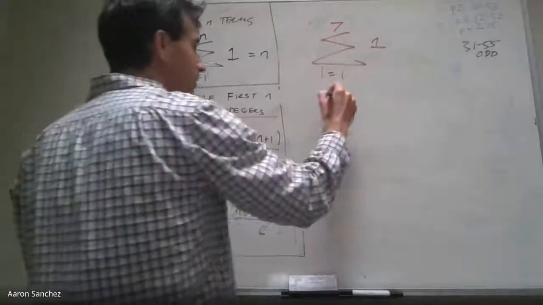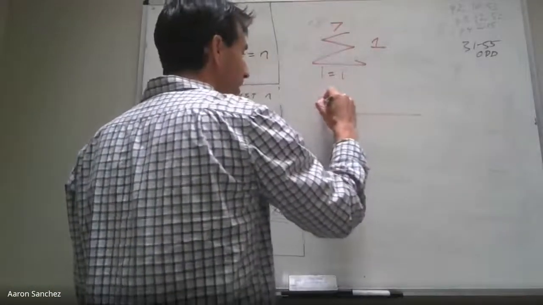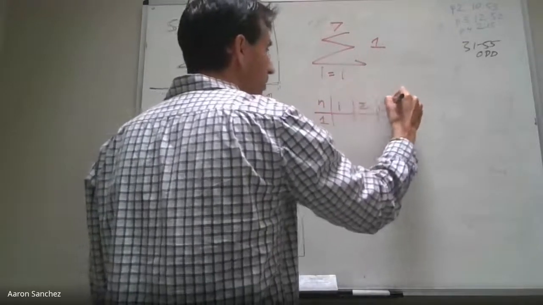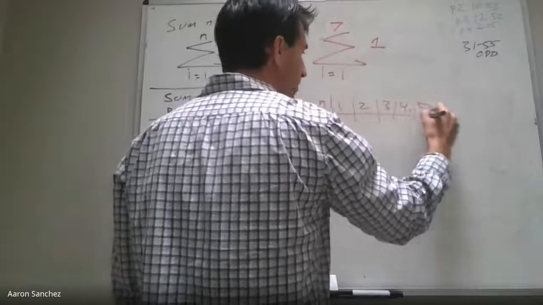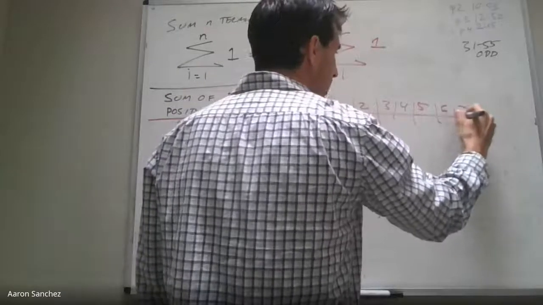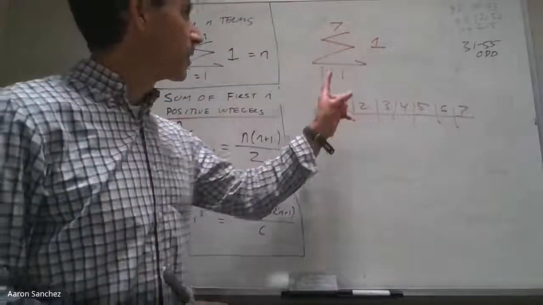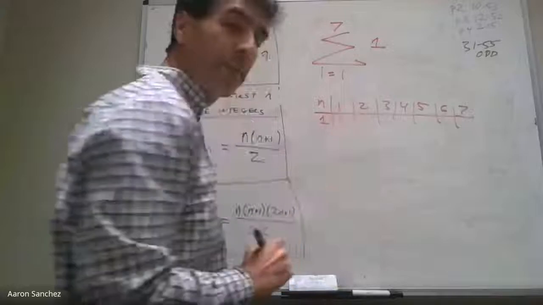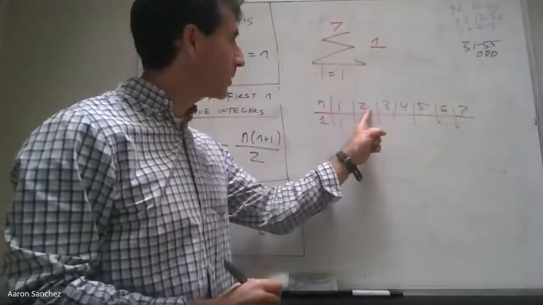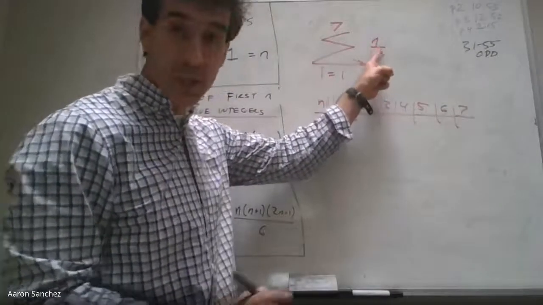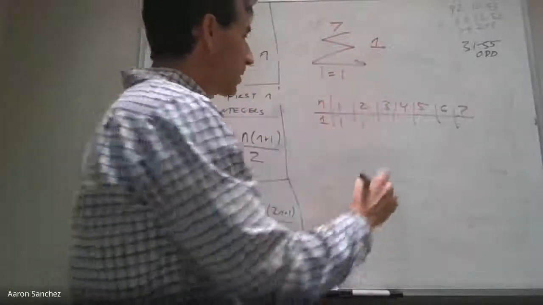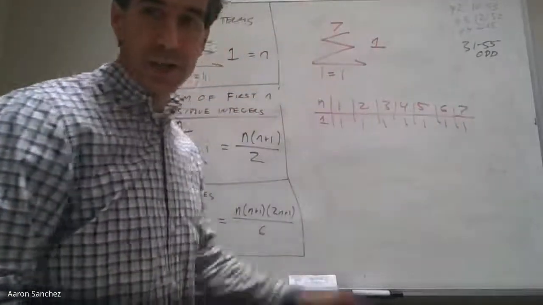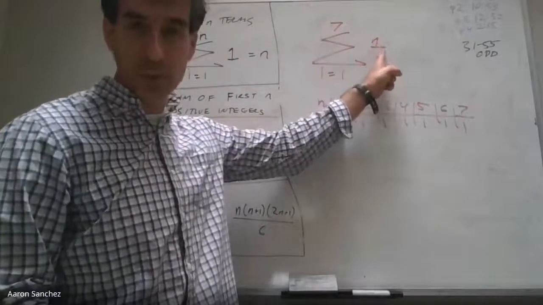What this means, this is what this means. N, 1, first term, second term, third term, fourth term, fifth term, sixth term, seventh term. What does this tell me my first term is going to be? It says it's going to be 1. What's my second term going to be? 1. What's my third term? 1. My fourth term? 1, 1, 1, 1. All this is saying is each term is going to be 1.